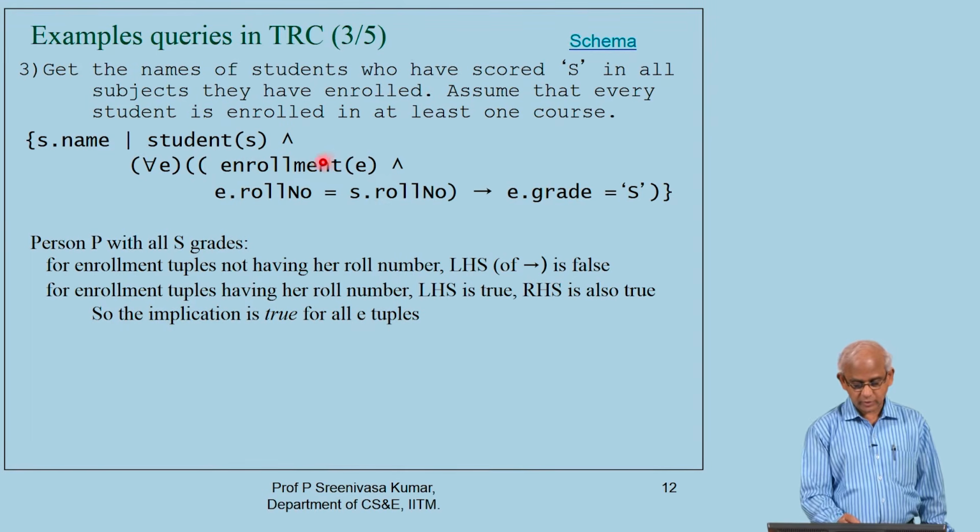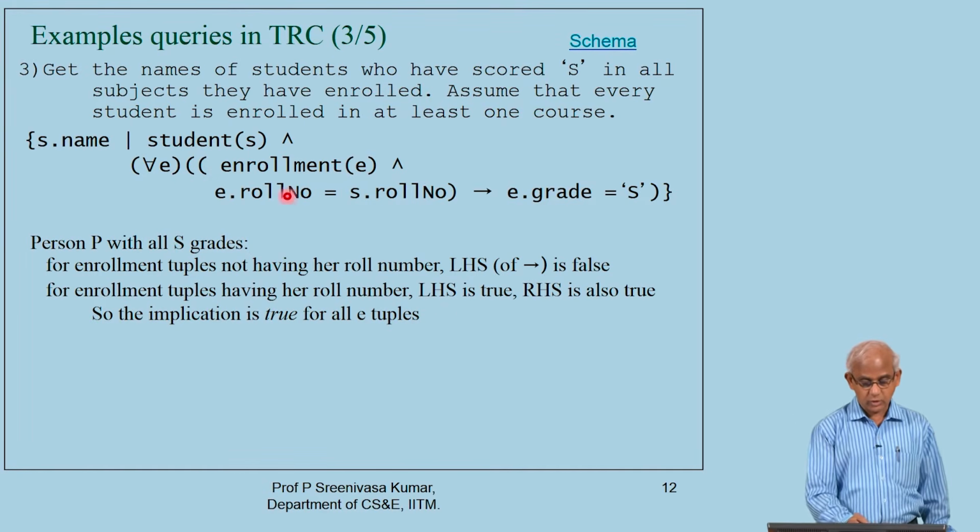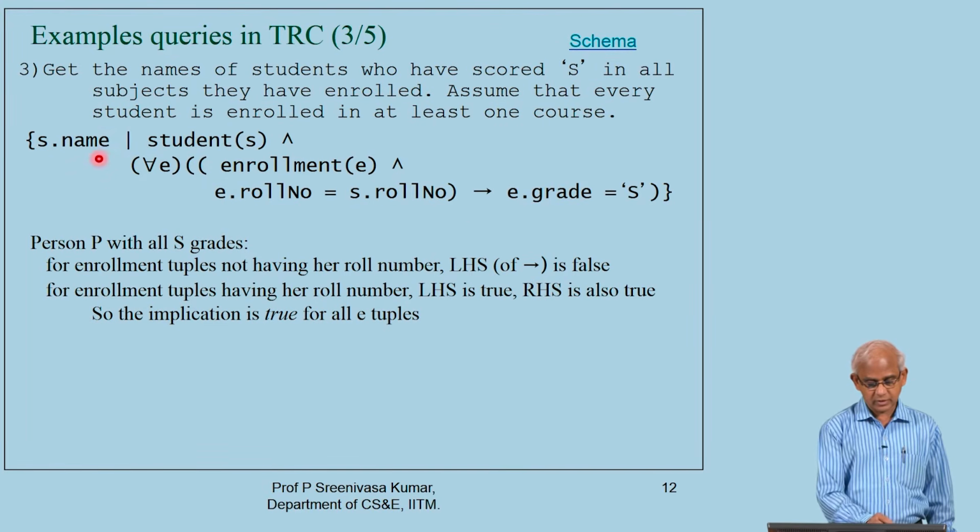So, irrespective of whatever enrollment tuple you consider, the implication is true, because for some cases the left hand side itself is false, and so the implication is true, and for those enrollment tuples corresponding to the student under consideration, because this person has got all S grades, the right hand side is also true, and hence the entire implication is true for all the enrollment tuples. So, for the student who has all S grades, this condition will be true and their names will be reported as a result of the query.